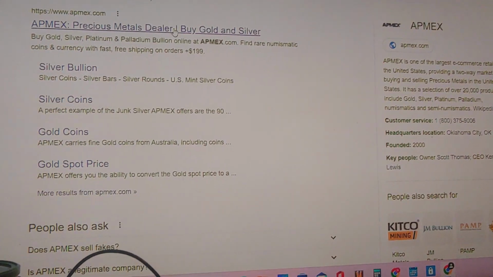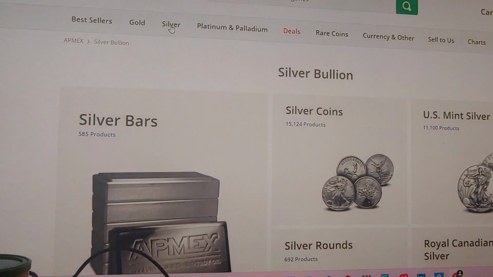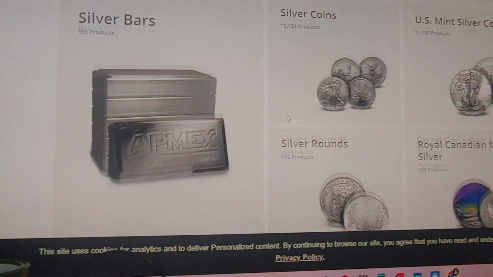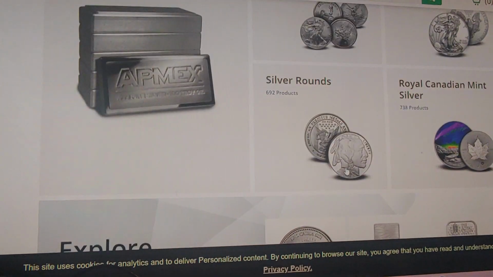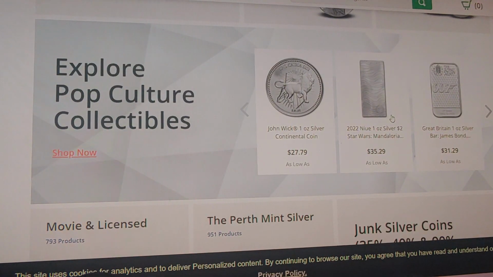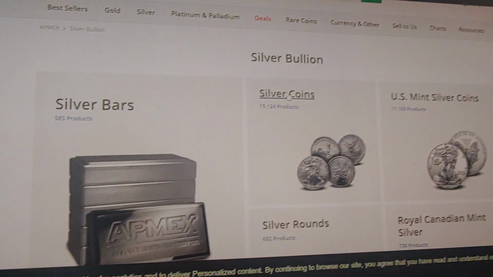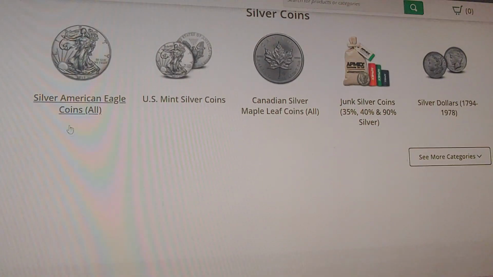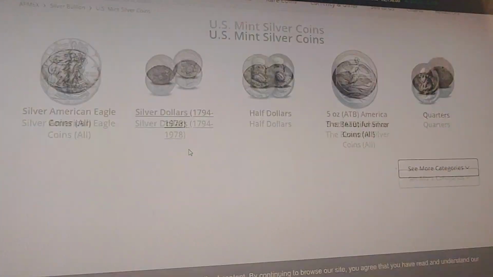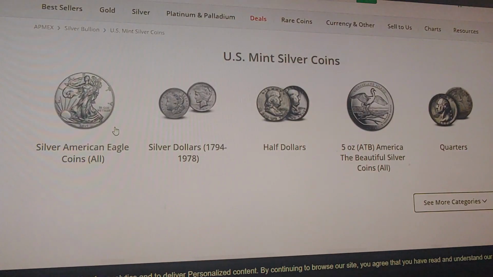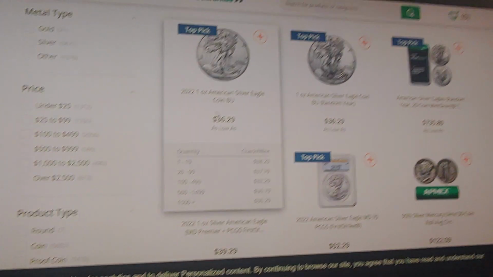If you wanted to go buy one, say you wanted to go buy one, even the cheapest one, which is probably the bars or just regular generic rounds, they're gonna ask. Let's just look at one. Silver coins. If you want the premium, the good old American, universal, accepted and recognized everywhere, they're gonna ask for $36 off the chart.